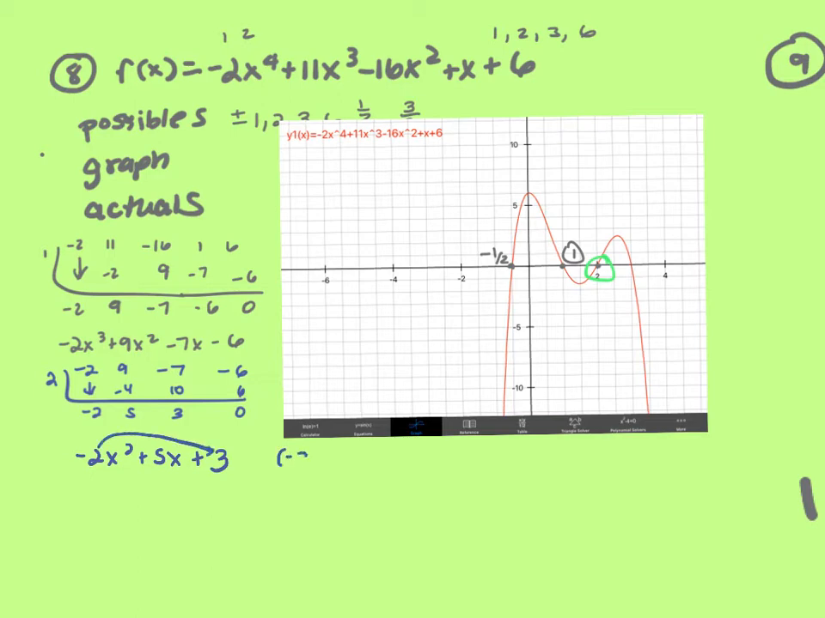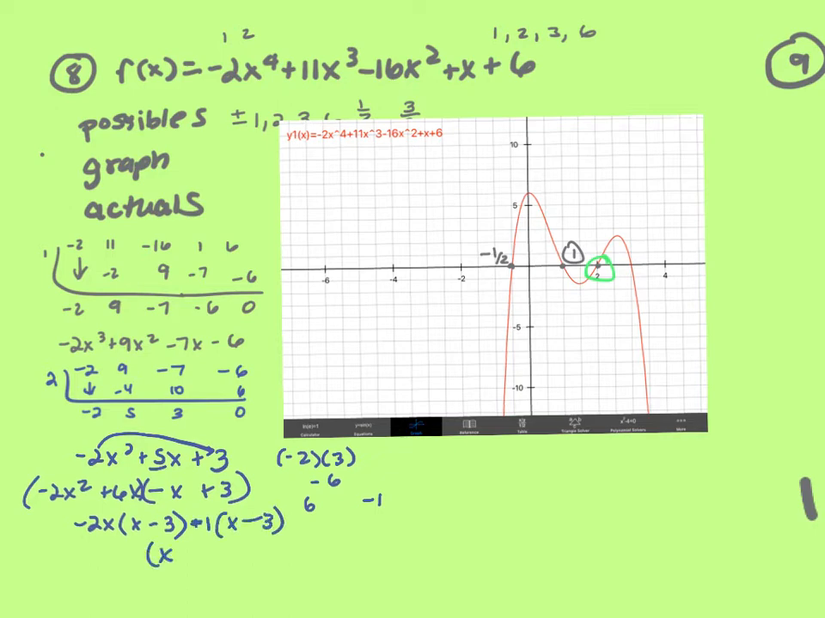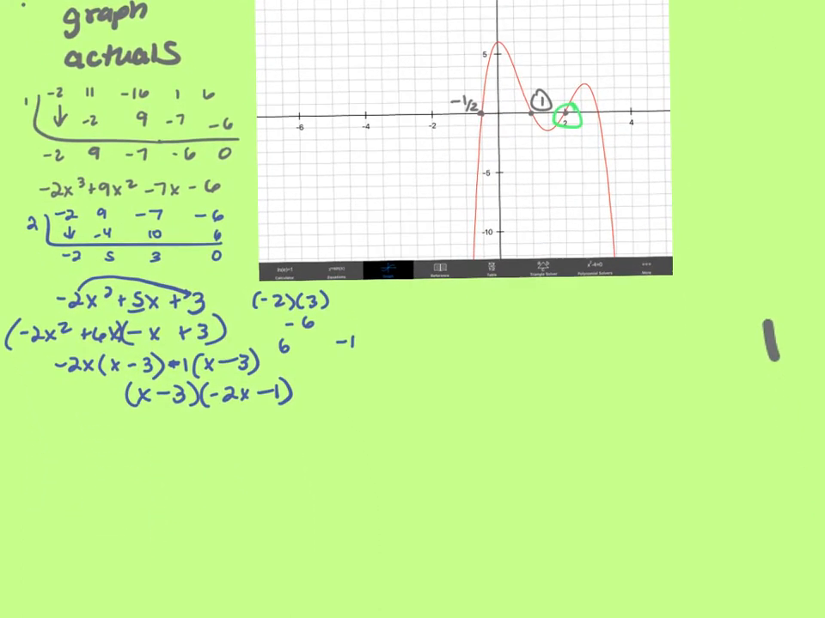But if I do -2 times 3, that's -6. Factors of -6 that sum to +5 would be +6 and -1. So I get -2x squared plus 6x minus x plus 3. Factor by grouping. Take out a -2x. Take out a -1. x minus 3 and -2x minus 1. And I get a +3, -2x equals 1, x equals -1/2.